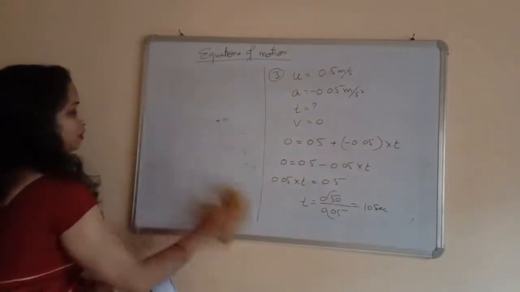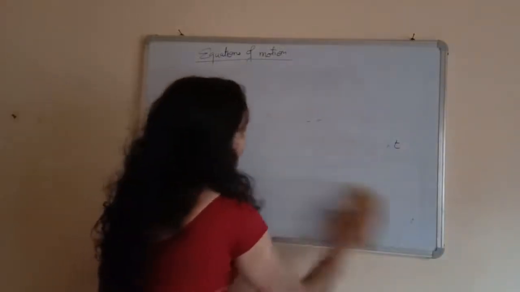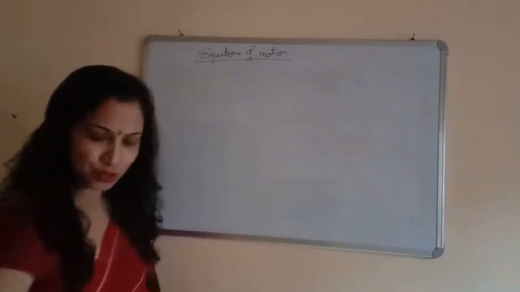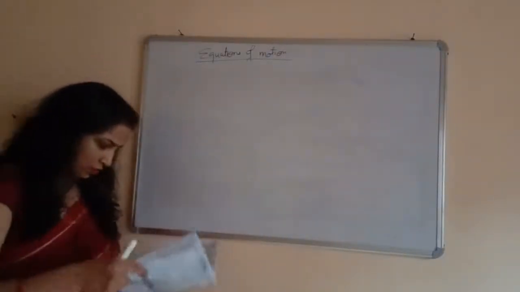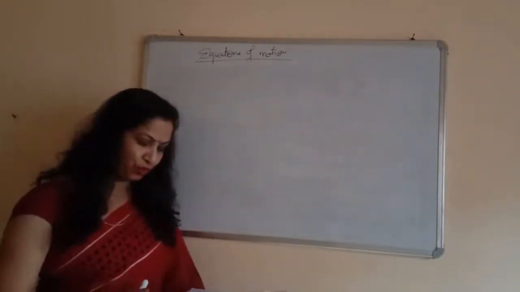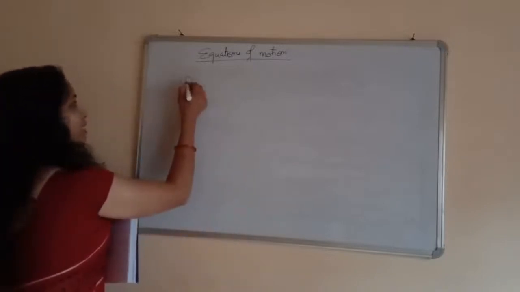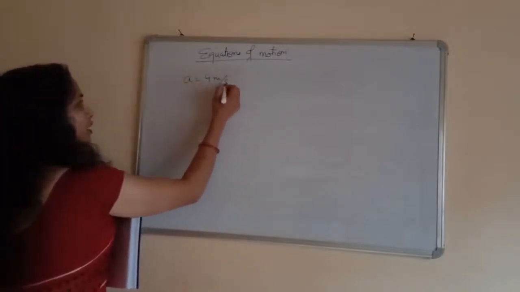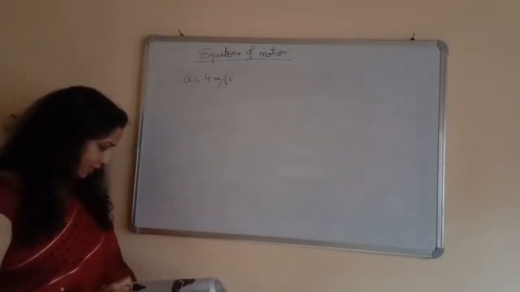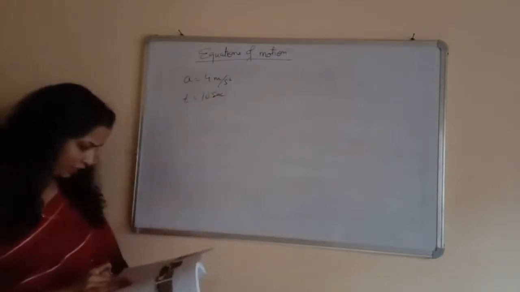Now the next example. Again you can pause the video for writing the answers. Now the next question is, a racing car has a uniform acceleration of 4 meter per second square. So uniform acceleration means the acceleration is 4 meter per second square. What distance will it cover in 10 seconds? Time is 10 seconds.